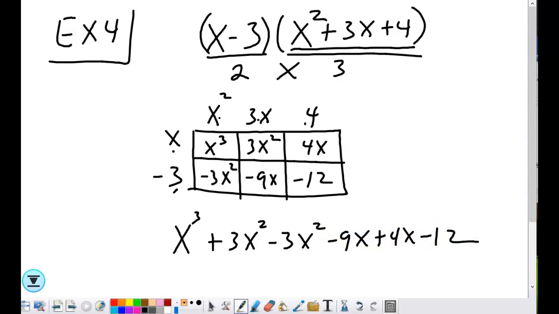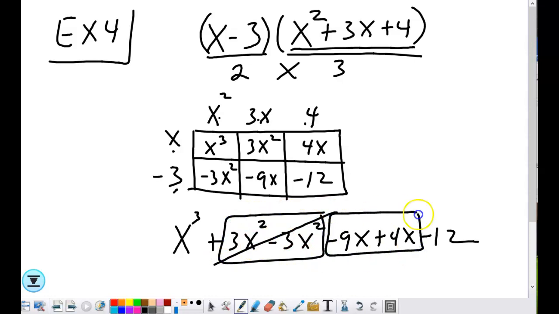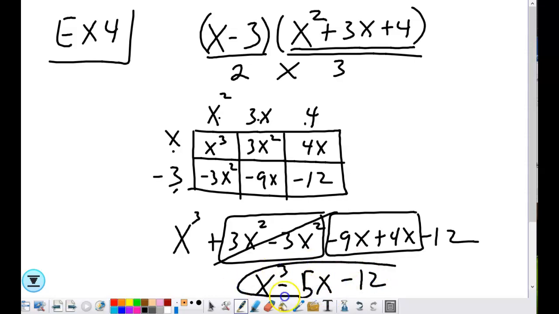And then, of course, we combine our like terms. So these two are actually opposites, so they just cancel each other out. But these two can be combined. Negative 9x and 4x makes negative 5x. So here's our final answer: x cubed minus 5x minus 12.